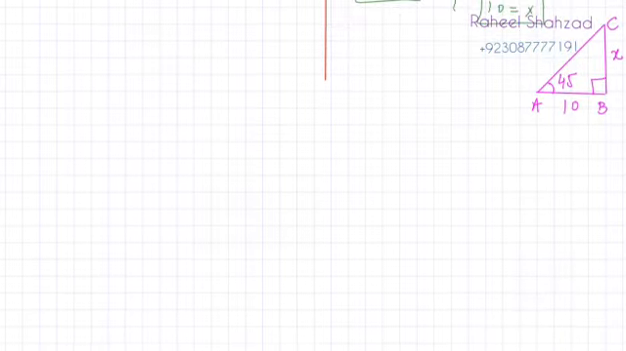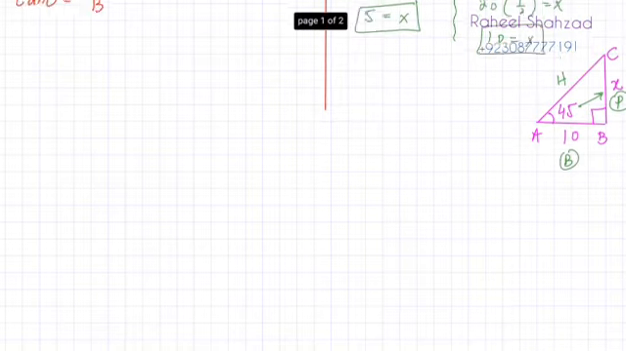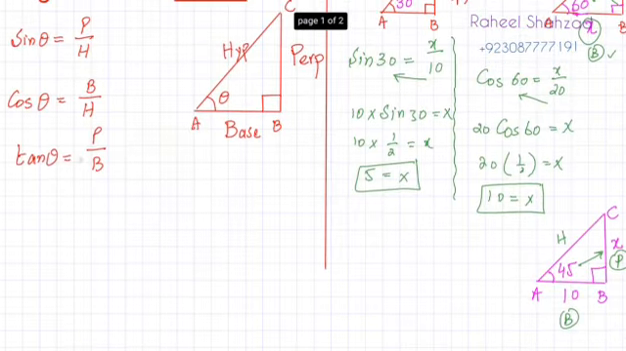Here you go. In this question, this is a right angle triangle. This is the base, this is the perpendicular, and this is the hypotenuse. Now we need to know, when we have perpendicular and base, what trigonometric ratio we are going to apply. So it's tan theta, which is perpendicular over base. Yes, we are going to apply tan here.